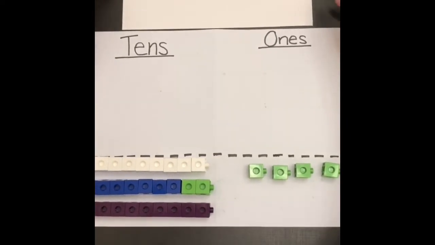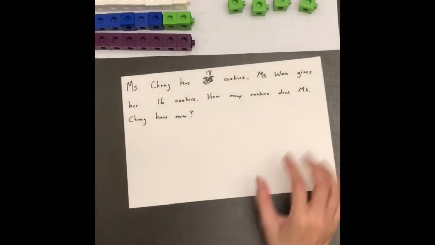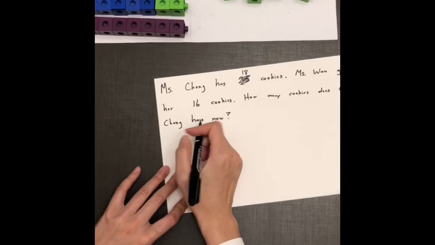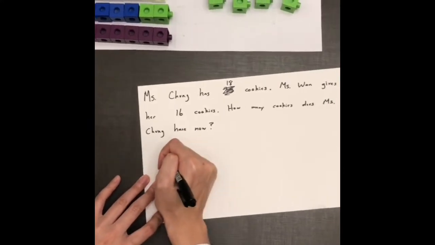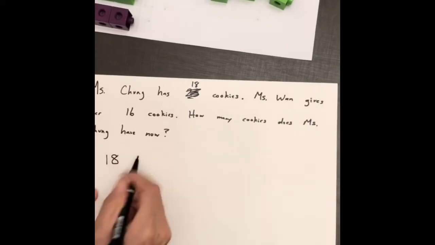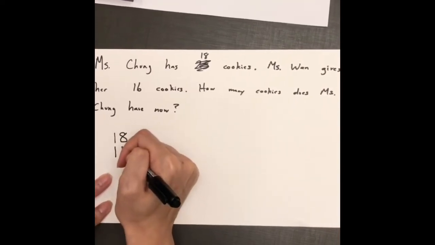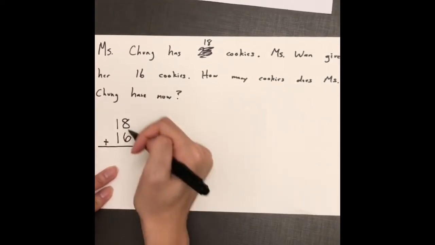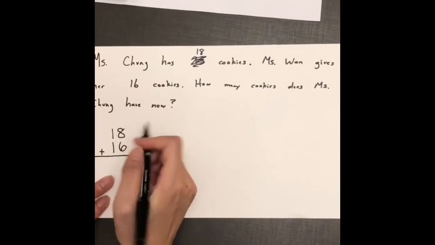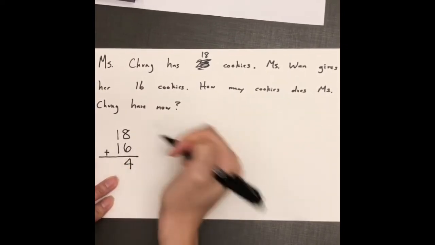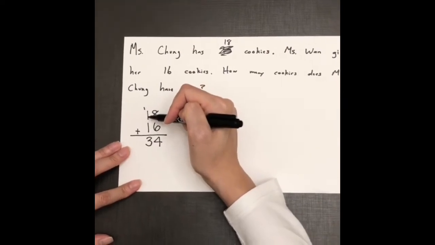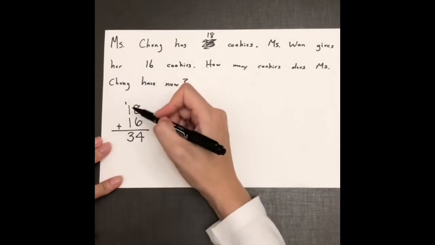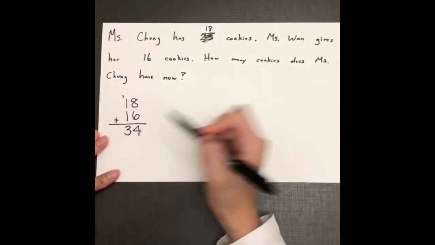So now that I have solved it with my 10s and 1s, I can be solving it with the addition vertical format. So here we have 18. Remember to line it up with your 10s and 1s house. Plus 16 over here. And I know that according to my blocks there are 4 1s left. And I have 1 ten plus 1 ten plus 1 ten equals 3 tens. So I'm going to put the 3 down here. So I know that 18 plus 16 equals 34.